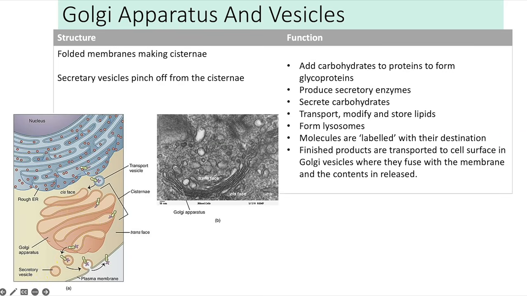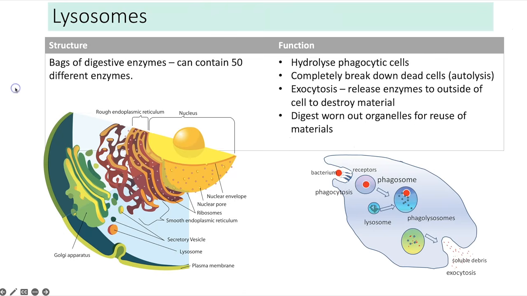So within that Golgi apparatus, the functions are you'll have carbohydrates being added to proteins to form glycoproteins. They might produce secretory enzymes, they're going to secrete carbohydrates, transport, modify and store lipids, they might form lysosomes. Molecules are labelled for their destination here as well, and they get sent off in those secretory vesicles. And that's how the finished products are transported in these vesicles, which then fuse with the cell surface membrane, which then means they're released from the cell.